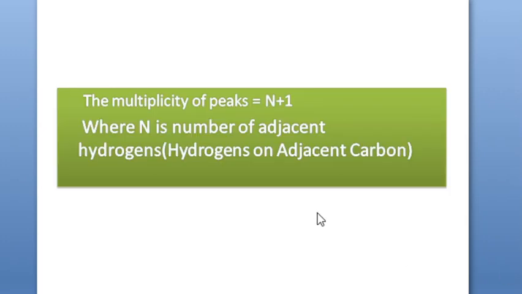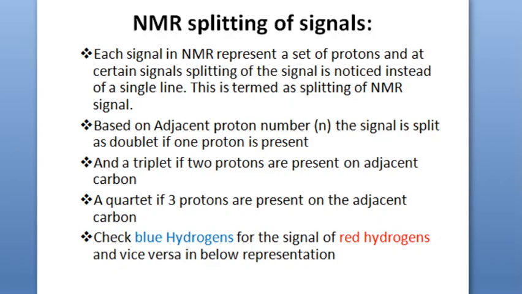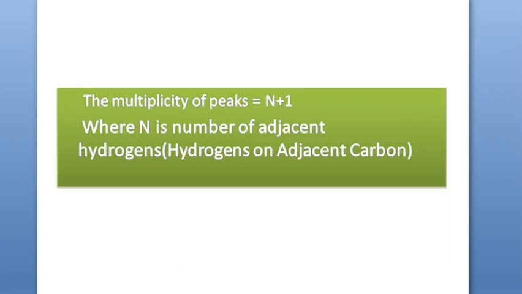The multiplicity of a peak is given as n plus 1, where n is the number of adjacent hydrogens on the adjacent carbon. So if blue hydrogens are 2, you will get the red hydrogen signal as 2 plus 1. If blue hydrogens are 1, you will get the signal of red hydrogens as 1 plus 1. That's what we have just seen: a triplet if 2 protons are present on the adjacent carbon, a quartet if 3 protons are present. So the formula is n plus 1, where n is the number of adjacent hydrogens.